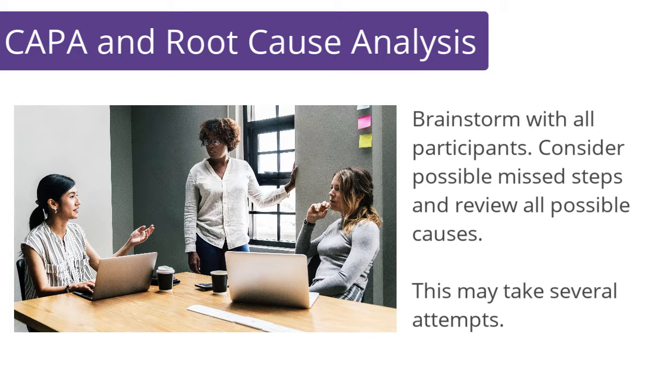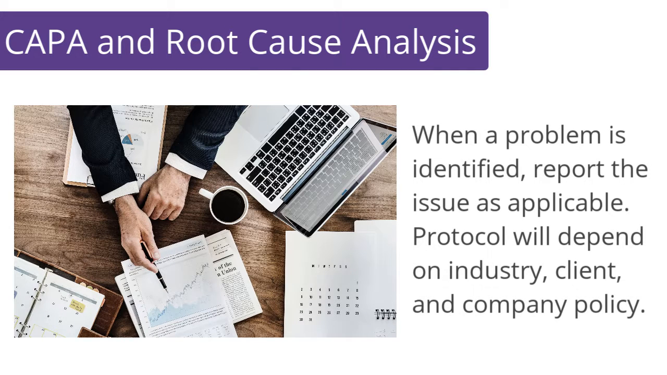For example, consider a missed step in the process. In reviewing all possible causes, it is expected that the root cause will be teased out through the brainstorming activity. It may take several attempts with the team to have a consensus and a shared understanding of the problem. Once the problem has been identified, it will be necessary to report the issue as applicable. Reporting protocols will depend on your industry, your client, and the company policies.